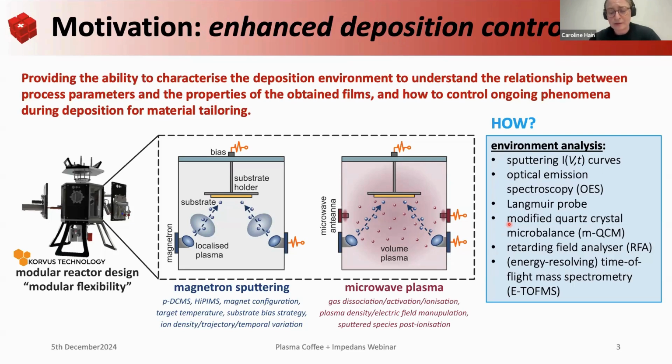And then also we'll have examples of a time of flight mass spectrometer. With that, we can evaluate the chemistry, so what species are reaching the surface of our substrate. And in this case, it's an energy resolving time of flight. So not only can we characterize who is reaching the substrate, but also with what kind of energies when we talk about the ionic species.